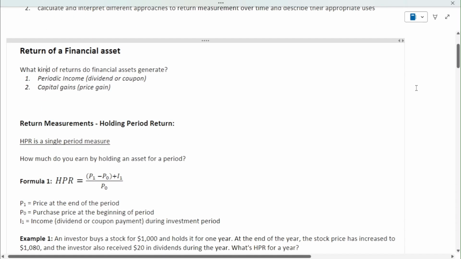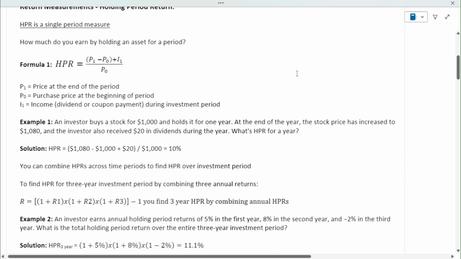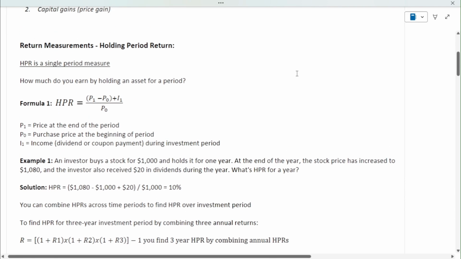Okay, so let's start. Firstly, what kind of returns do financial assets generate? Well, there are two sources of income. The first one is periodic income. For stocks, it is called dividend income, and for bonds, it is coupon. Secondly, it is capital gains, which is the appreciation in price of the financial securities that you have purchased.